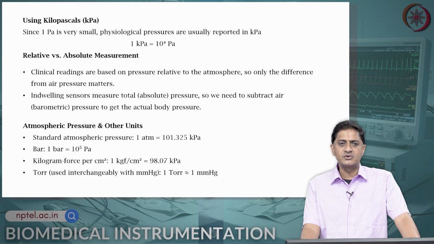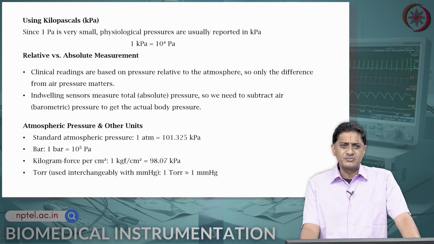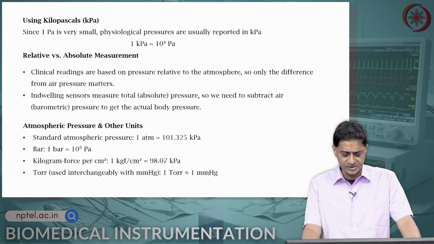We know that 1 atmosphere is 101.325 kilopascals and 1 bar is 10 power 5 pascals. There are other units of pressure such as kilogram force per centimeter squared, which is essentially 98 kilopascals. Sometimes torr is another unit of pressure that is quite frequently used interchangeably with millimeter mercury. 1 torr is approximately 1 millimeter of mercury.